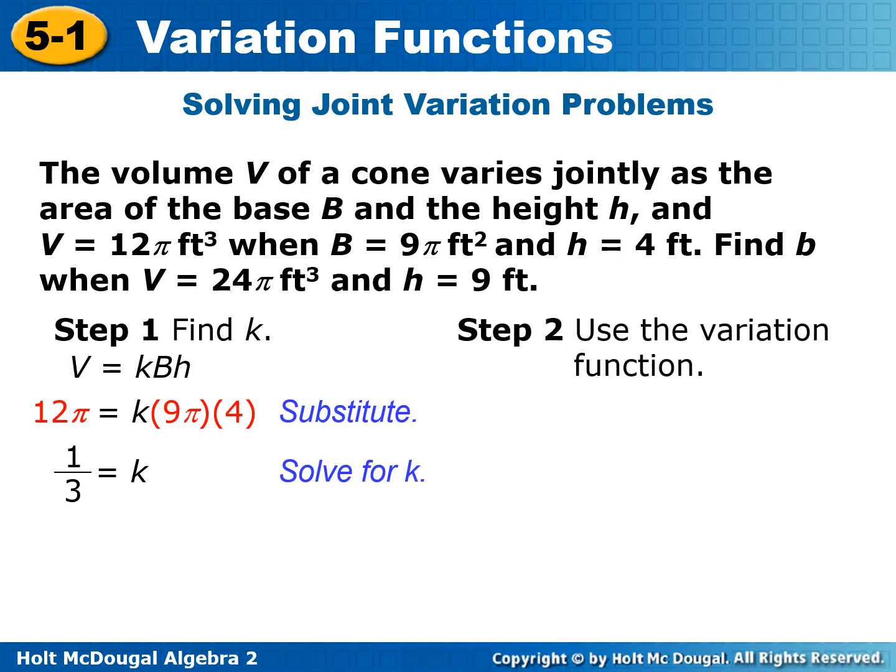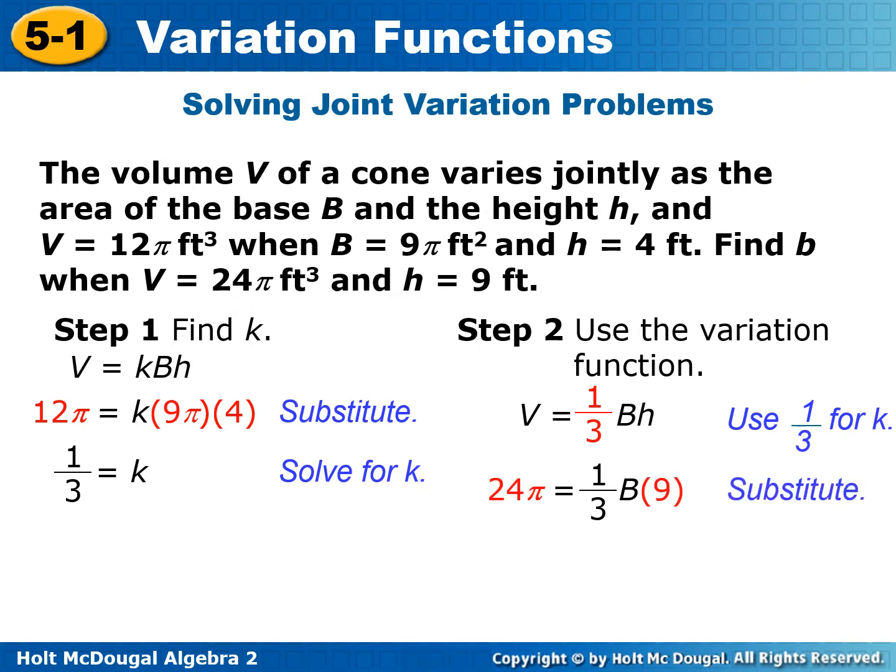From here, we are going to substitute our K in the original equation, V equals KBH. So we are going to have V equals 1/3 BH. And from here, substituting all the values, we are going to simplify the left side of the equation. It will become 3B. And then dividing both sides by 3, we are going to have 8 pi. So therefore, the base is 8 pi feet squared.